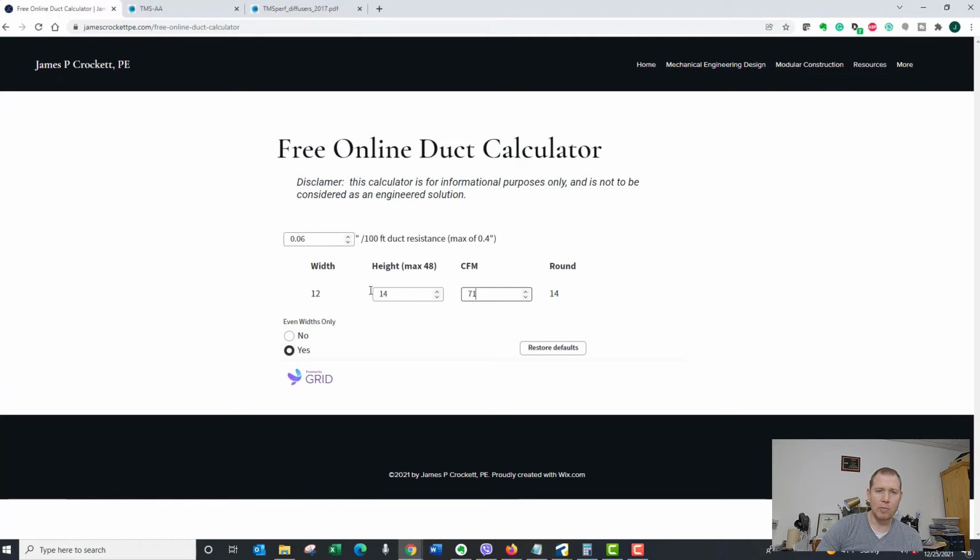So 715 is my CFM. My height, if I want to be at least 10, I'd be looking at a 16 by 10 inch duct that I'd want to tie that into. But I decided to make this one a little taller, so I'm looking at a 12 by 14. And that just has to do with, I try to keep them as close to square as I can, with space permitting.